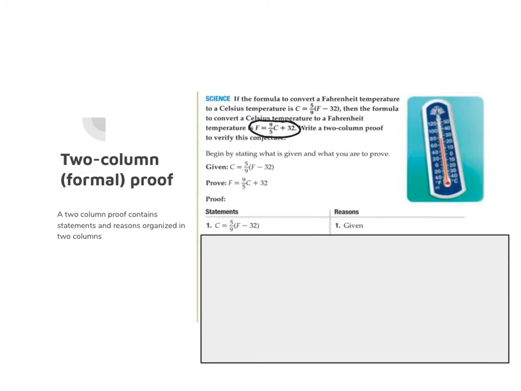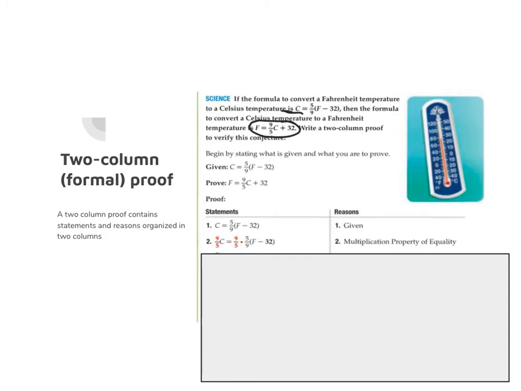Begin by stating what is given and what you have to prove. So we're given this up here. That's why we have it written. Celsius is equal to 5/9 times F minus 32. And then we need to prove that Fahrenheit is equal to basically the inverse of that. So we start with our statement, our given. And for the first one, our reason is that it's given.